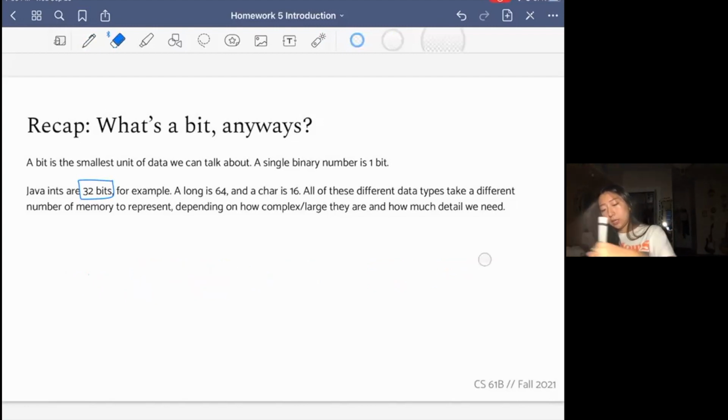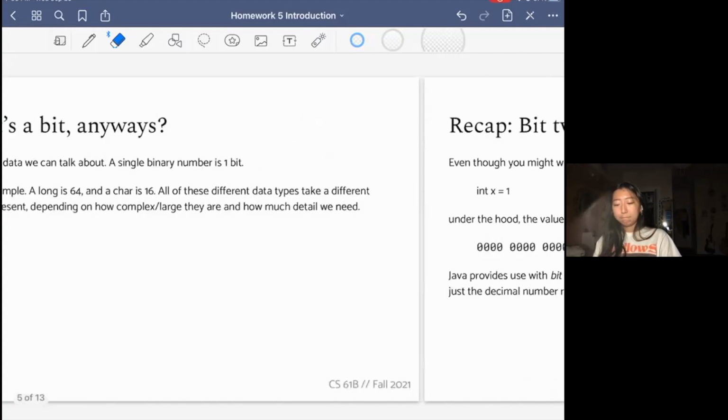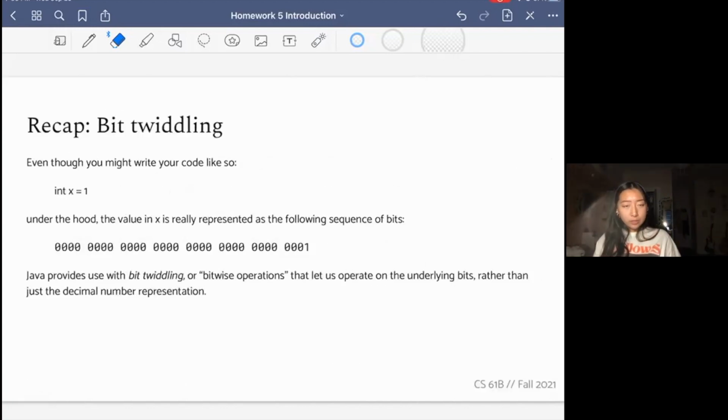And so this is basically how bits work, right? And we're going to talk a little bit about bit twiddling, which you've already seen in lecture. So even though you might write your code like so, int x equals 1, under the hood, the value stored within x is actually going to be represented as the following sequence of bits, right? 1, and then a bunch of zeros. And so Java provides us with bit twiddling, or bitwise operations, that let us operate on the underlying bits rather than just the decimal number representation.